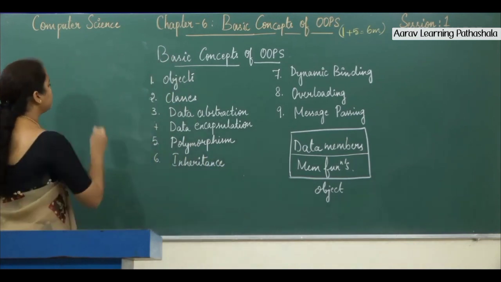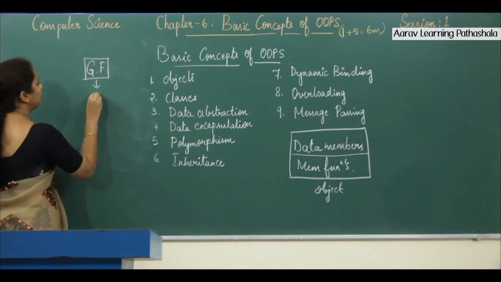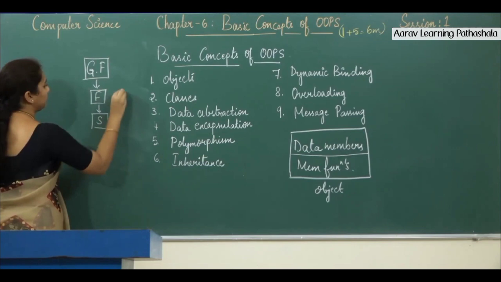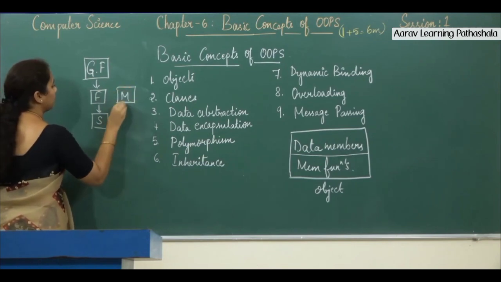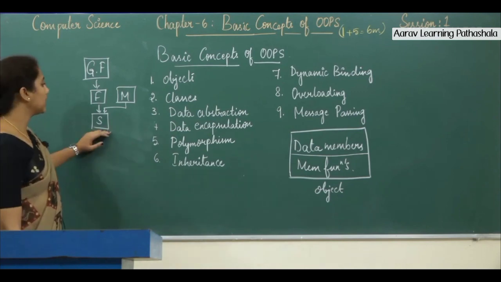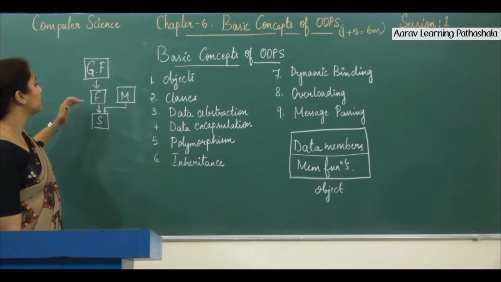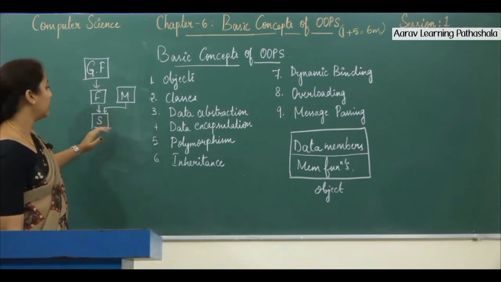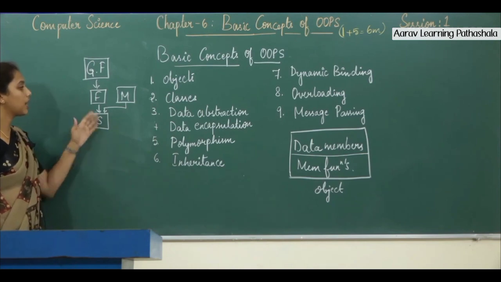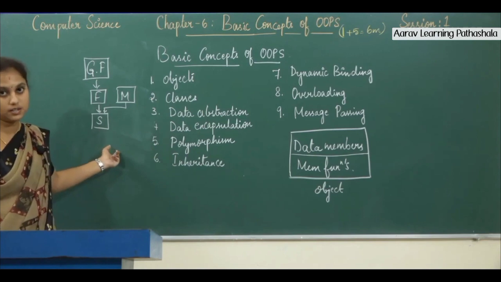For example, grandfather, father and son. So in this example, son is inheriting the feature like intelligence from his grandfather, beauty from his mother and bravery from his father. So this employs multi-level as well as multiple inheritance.